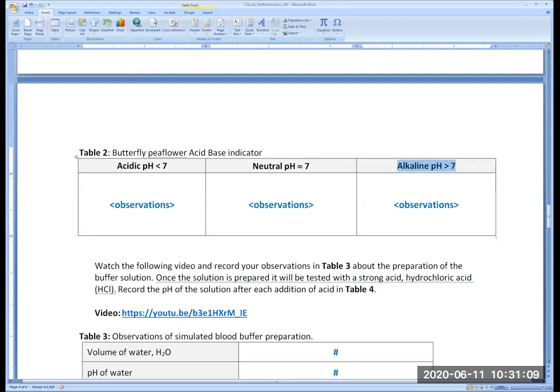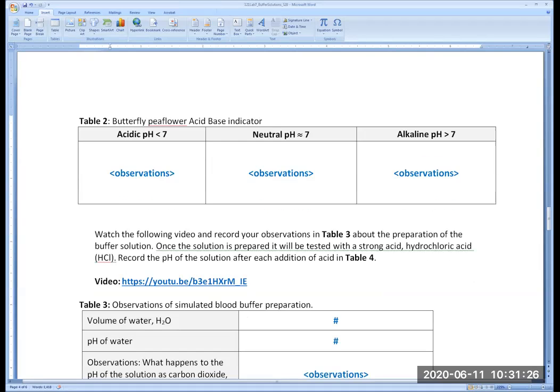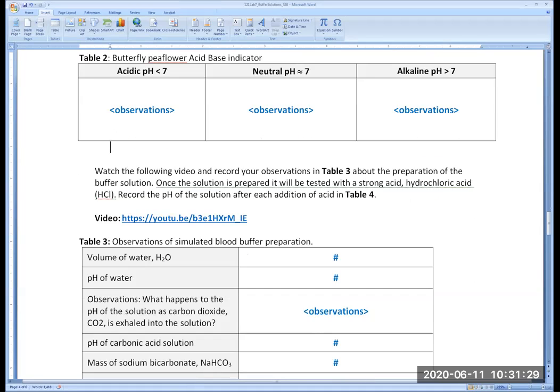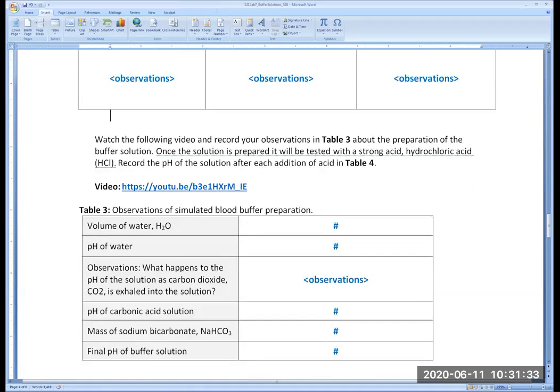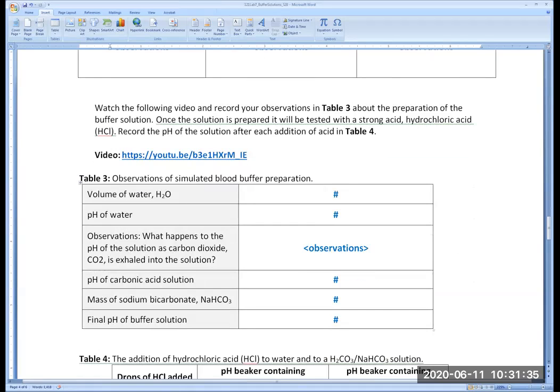So pH indicators with color like that can be very useful when you do what we call a titration of an acid by a base or vice versa. So that's the first table here. Then you will see the preparation of the solution, and we've been through this. That's the second video.